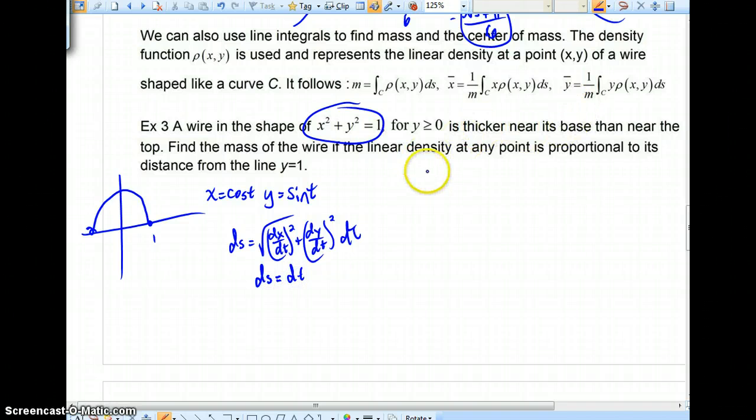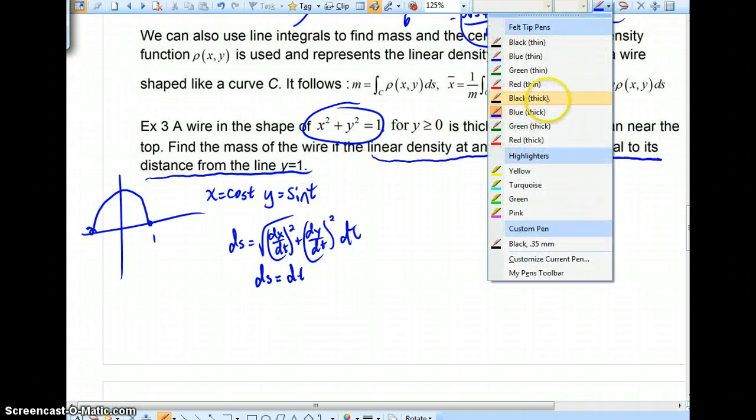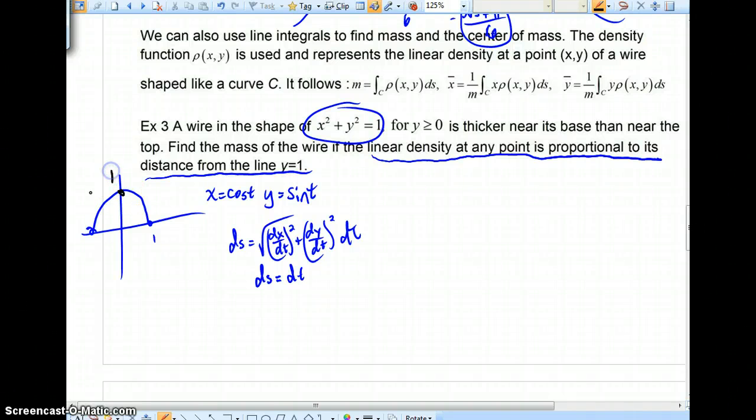But it does say that as we continue reading on, this is just our curve that we're integrating over. This is a wire, actually. And this wire that's going over our curve is thicker near its base than near the top. We want to find the mass of the wire if the linear density, if rho, is proportional to its distance from the line y equals 1. So up here is a y coordinate of 1. And here is the line y equals 1.